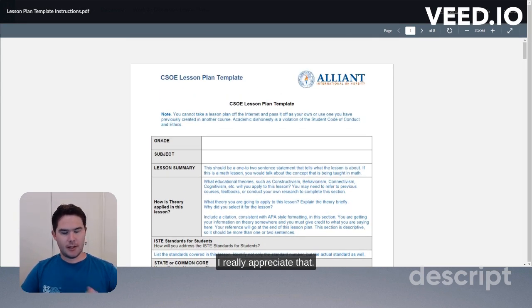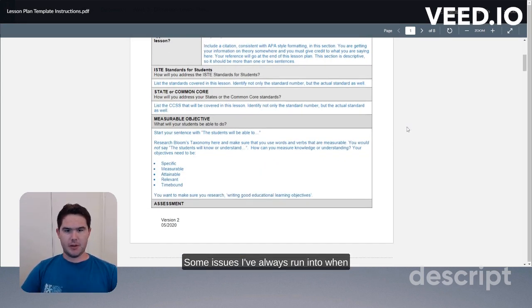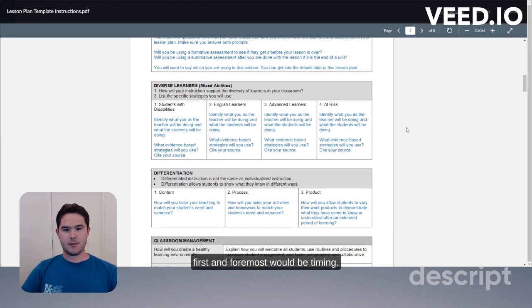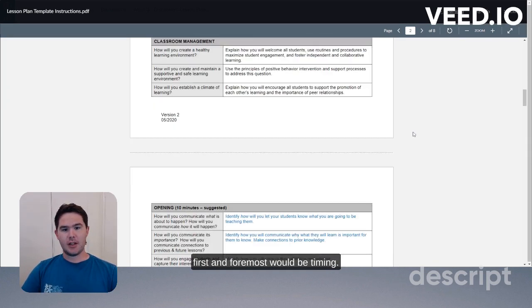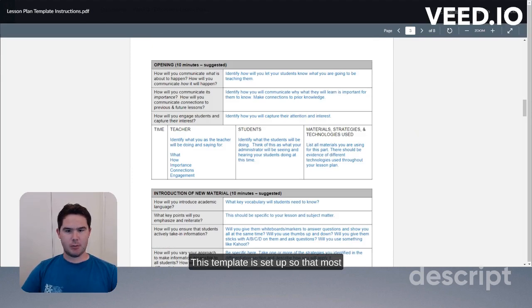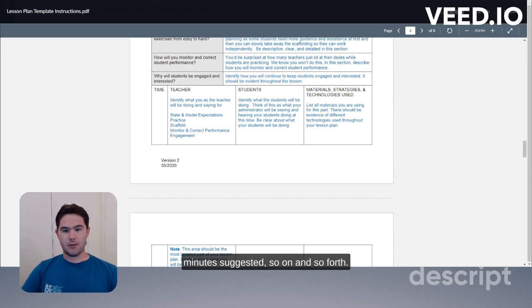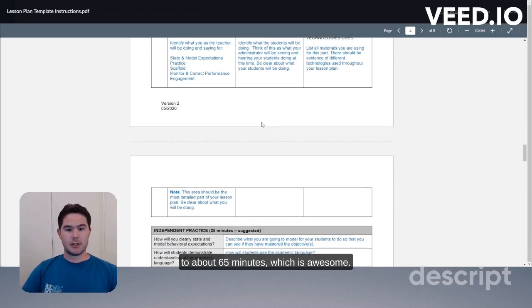I really appreciate that. Some issues I've always run into when it comes to formal lesson planning is first and foremost timing. This template is set up so that most of the things are 10 minutes suggested, 10 minutes suggested, so on and so forth. And I think in total it comes out to about 65 minutes, which is awesome.